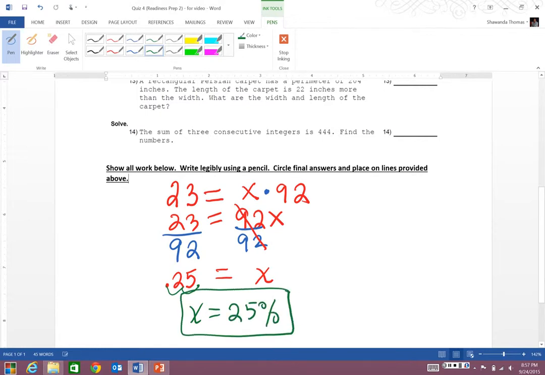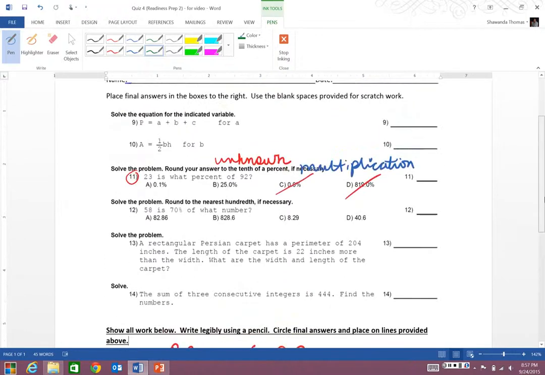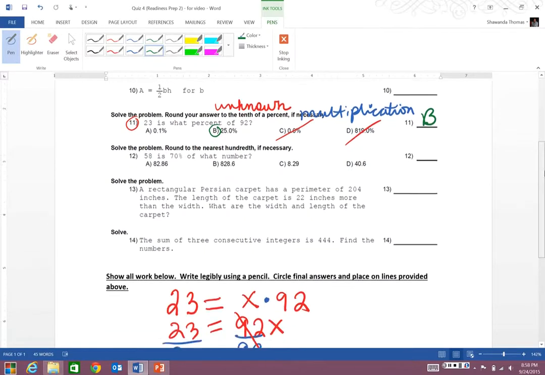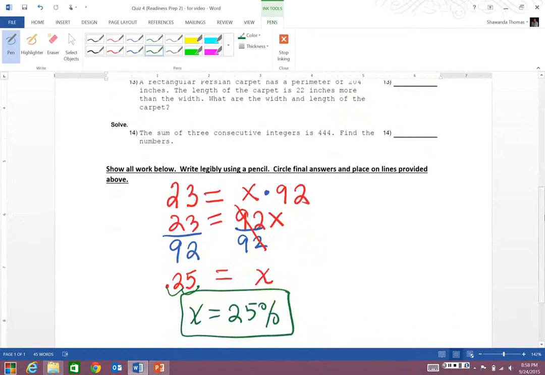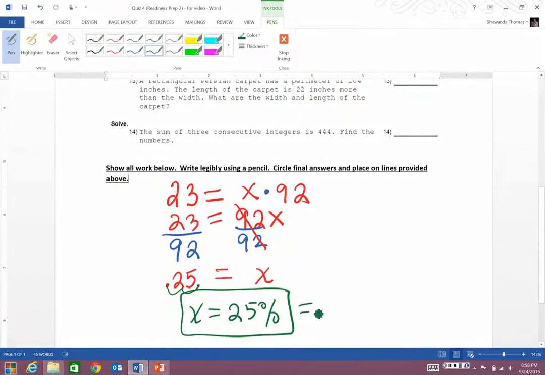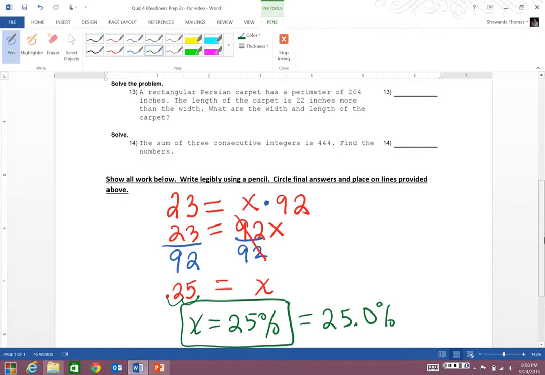Alright, so for this particular problem, since it was multiple choice, you could just put B here, okay? Or you can circle your answer. Now, since that answer was just 25%, that's the same thing as 25.0%, okay? 25.0 and 25 are the same thing. If you want to check, just put 25.0 in your calculator, you'll see it's the same thing.